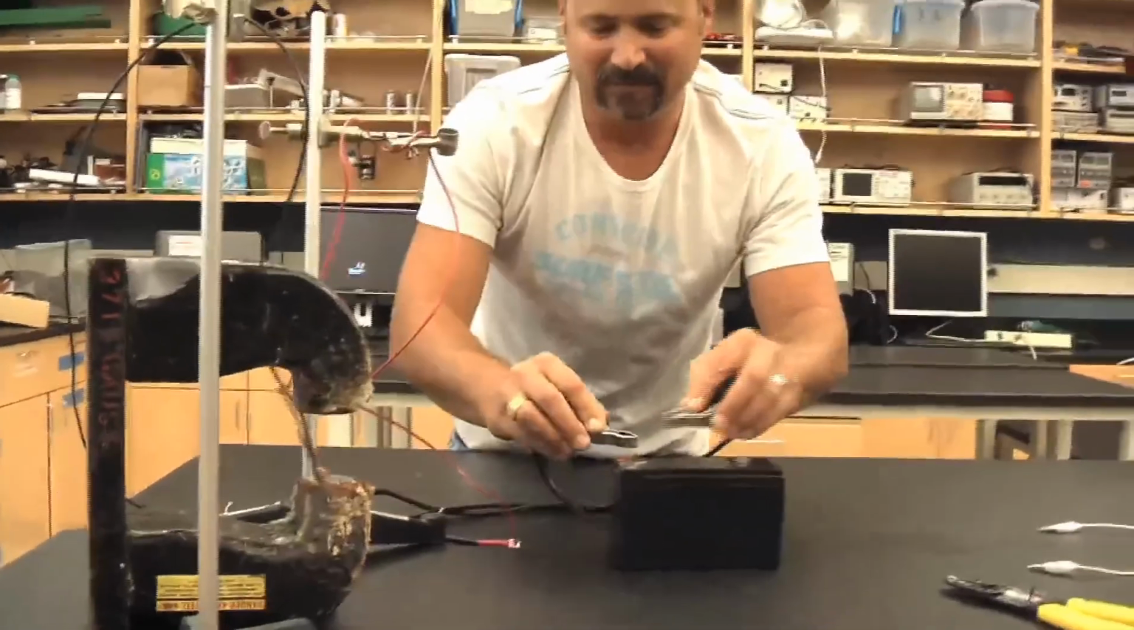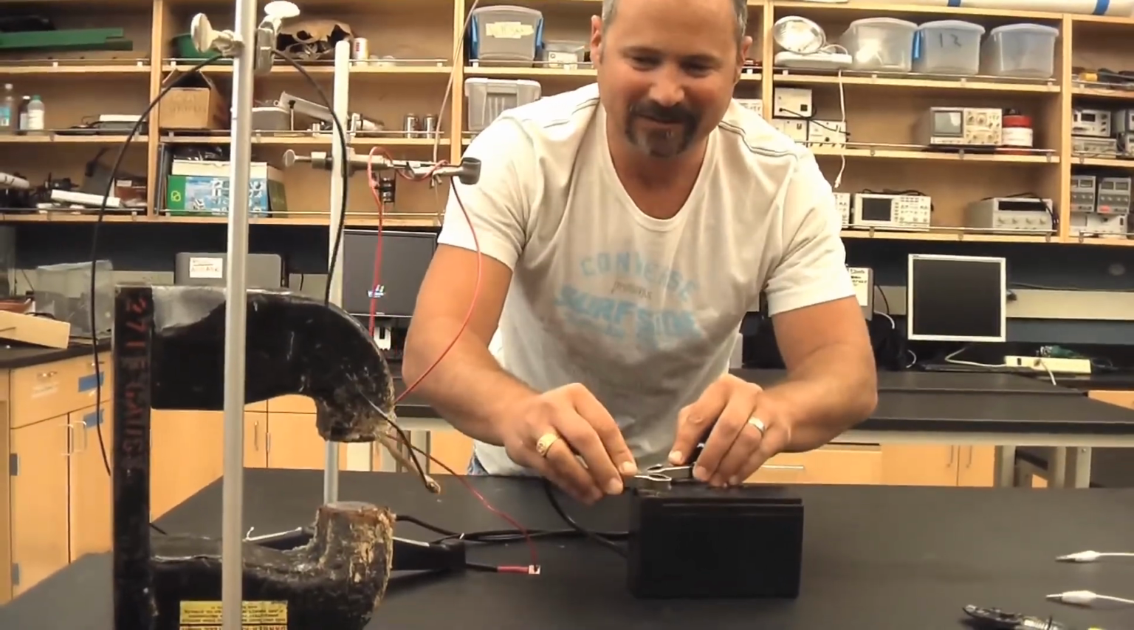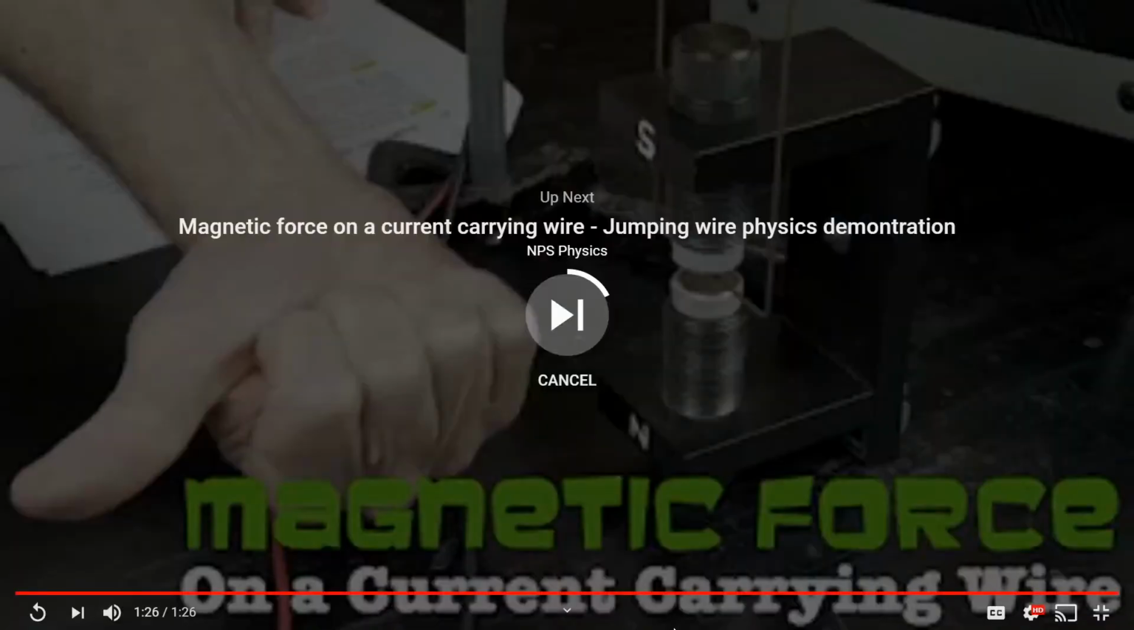Yeah, it's a big magnet, right? We've got one just like that at the school. Isn't that cool? I think that's cool.